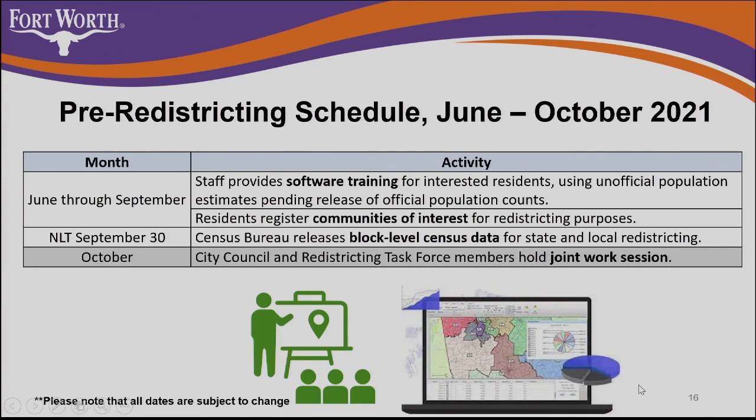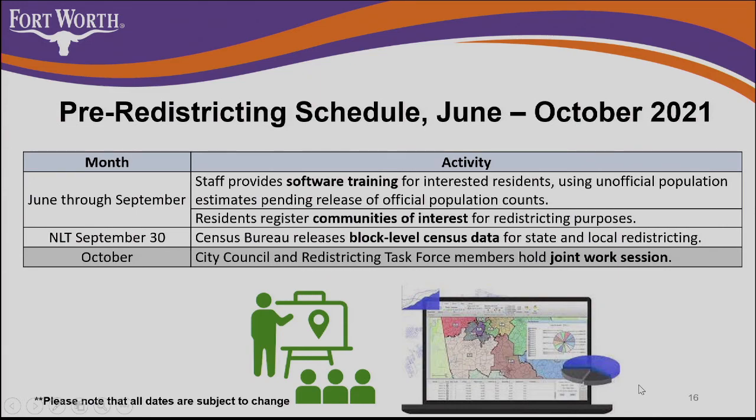So we've divided the schedule into two phases, pre-redistricting, which is what we're doing now, and then after the census data are available, what we call redistricting. So pre-redistricting, as we get ready for the census data to become available, we're conducting the software training. We're registering communities of interest. We expect to receive the block-level census data no later than the end of September. Again, could be earlier than that.